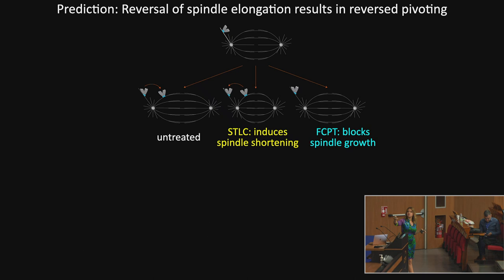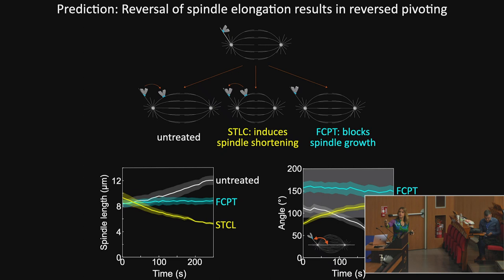And there is another kind of inhibitor of the same protein Eg5 called FCPT. This is a rigor binder. So if you use this inhibitor, then you block spindle growth and any growth of anything related to this. And now here are the results. So the spindle length, as we know, in an untreated cell increases.